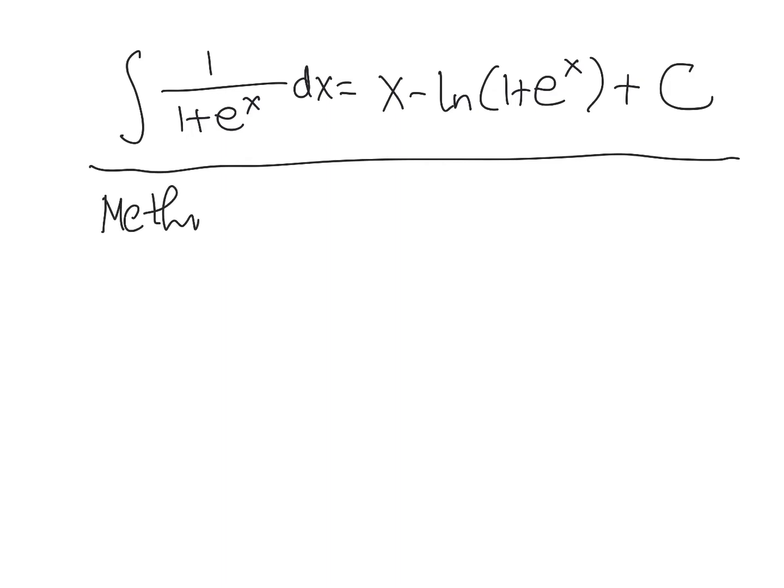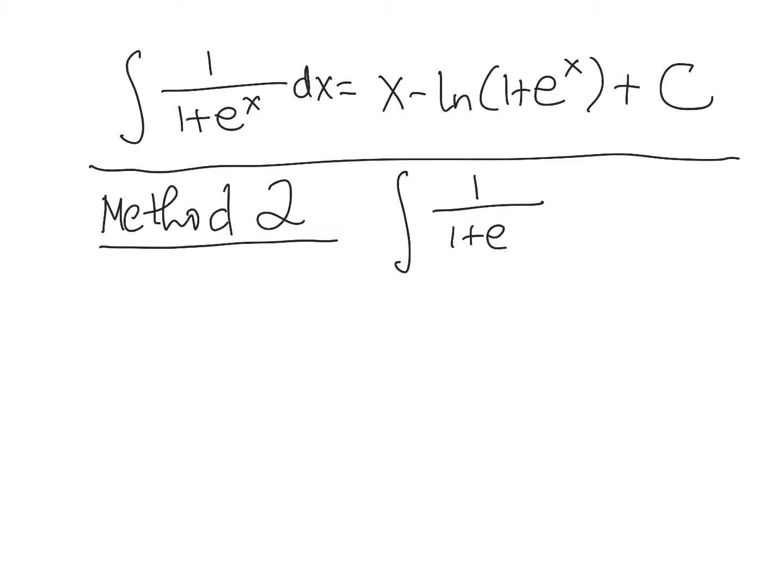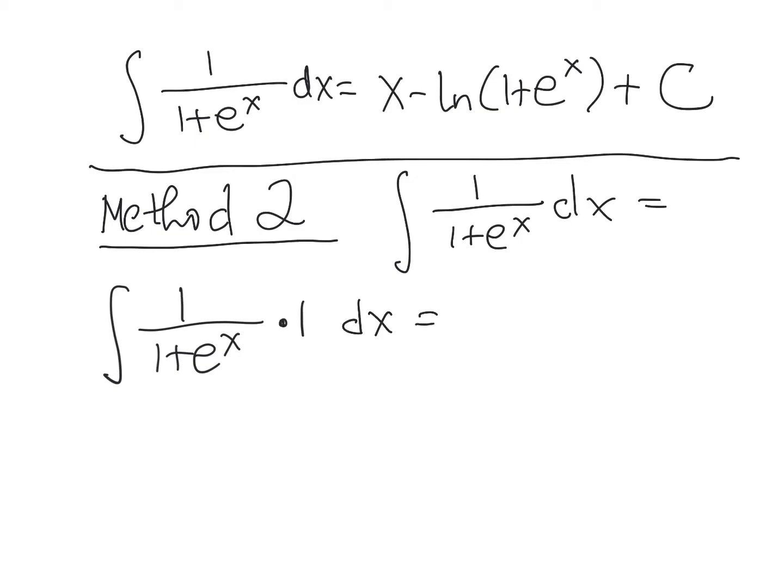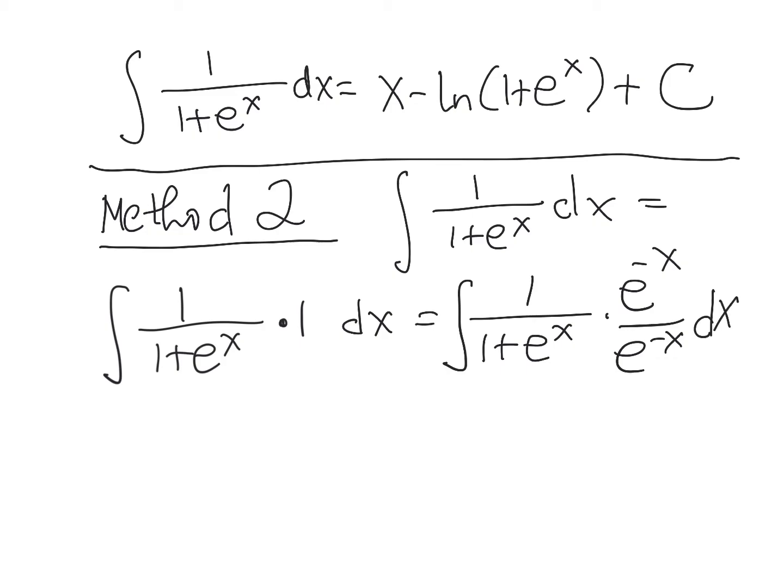Method 2, I call that method multiplying by 1. So we take the original integral, 1 divided by 1 plus e to the x, and write it as the integral of 1 divided by 1 plus e to the x times 1. Again, no changes made to the integral. And the form of 1 that we want to take is e to the negative x over e to the negative x. So if we use this instead of 1, here's what happens.